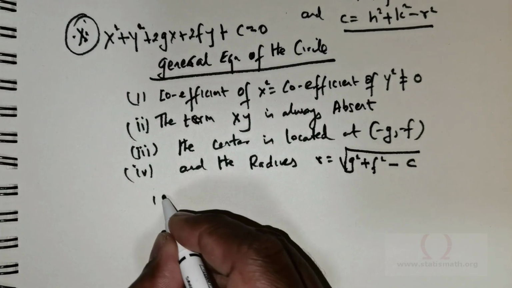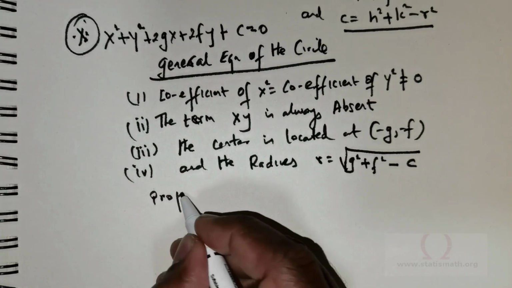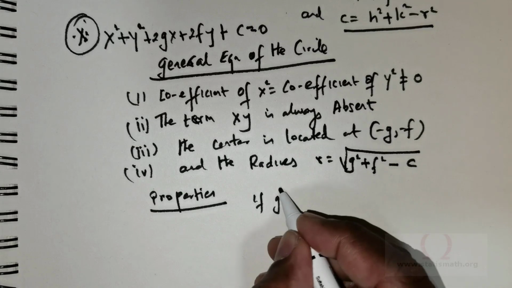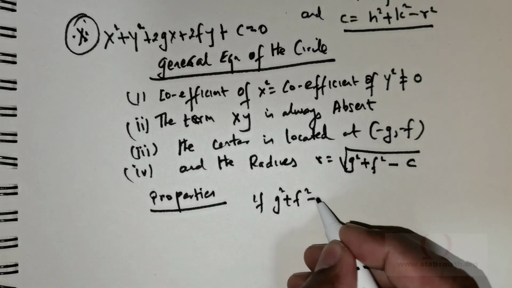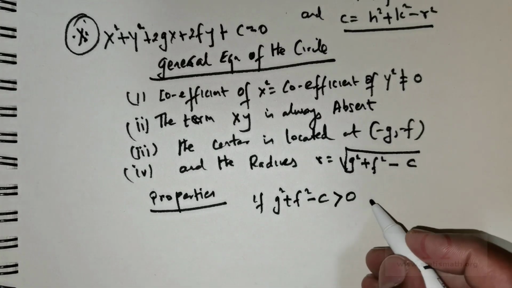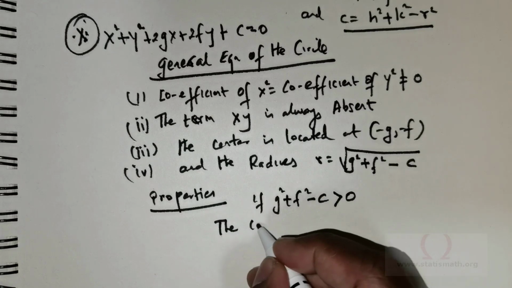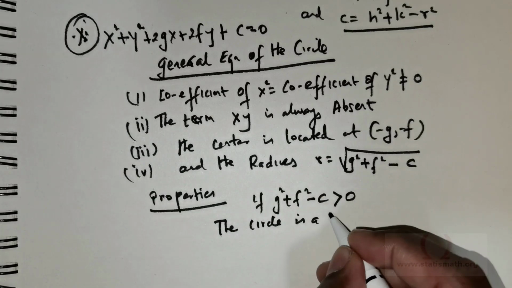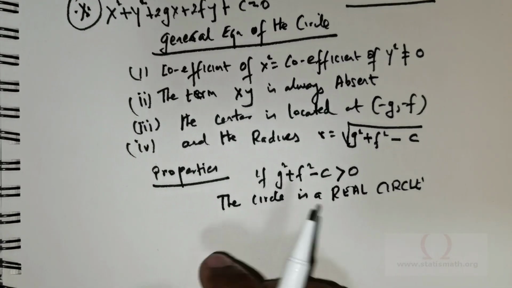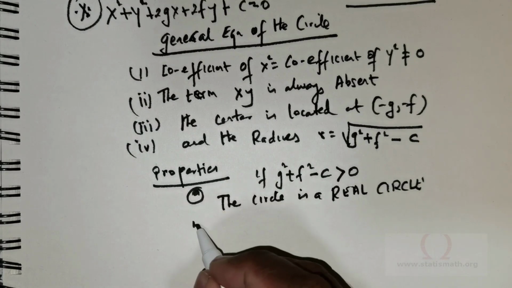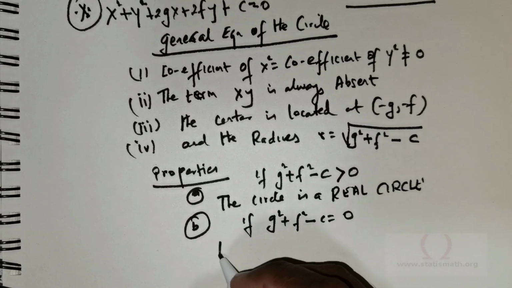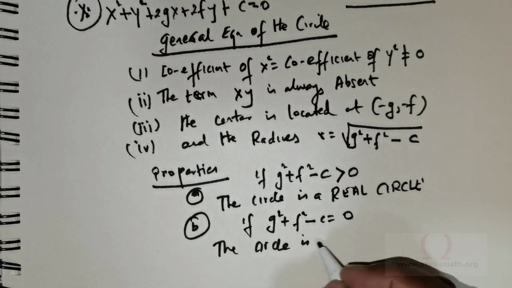Along with that, these are some of the other important properties you will have to know. If g² + f² − c is greater than 0, I'm talking about the radicand inside the radical sign, then the conclusion is the circle is a real circle. Have that in mind. This is point number 1. Point number 2, if g² + f² − c is equal to 0, the circle is a point.